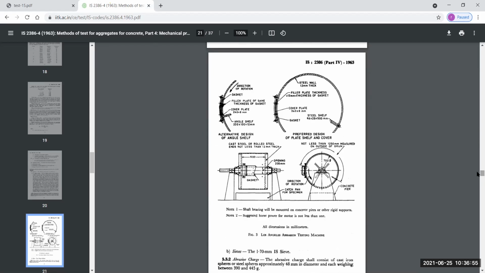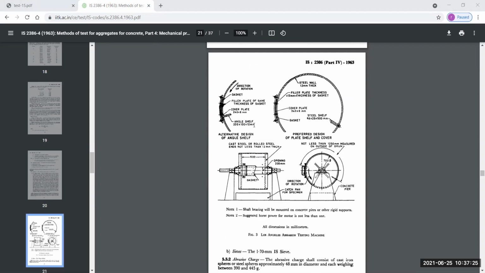So in the machine, we have direction of rotation, we also have gasket, we have filler plate. Basically, if you see in the figure, just wait. Here we have the direction of rotation of our drum. Here we have gasket, we have filler plate of the same thickness as the gasket. The cover plate of 240 into 8 mm is also given.